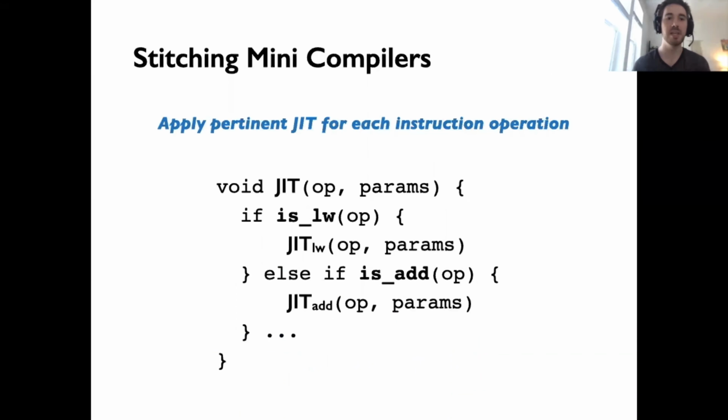Once JITsynth generates mini compilers for each source instruction, it creates the overall compiler by stitching all mini compilers together with a sequence of conditionals. We have proven this construction correct using the Lean interactive theorem prover.